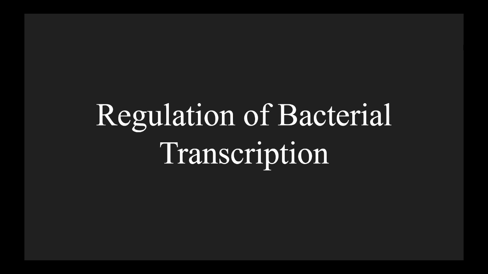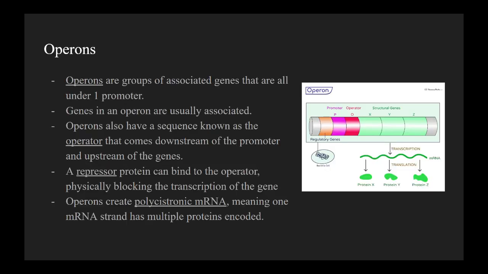All right, so now we're going to look at how bacterial transcription is regulated. Let's go back to the idea of those operons that I mentioned in the last slideshow. Remember, operons are a group of associated genes that are all under one promoter. You can see on the right, we have gene X, Y, and Z all under the same promoter. So they're going to get transcribed together and translated separately into 3 different proteins.